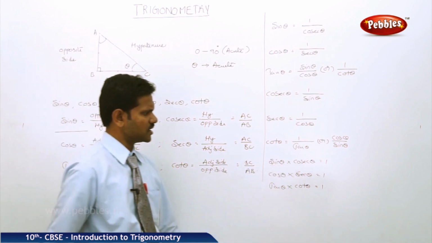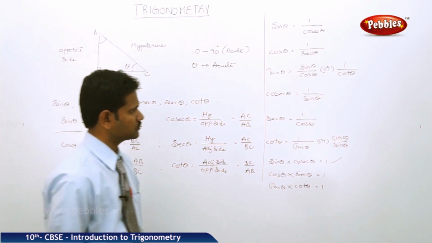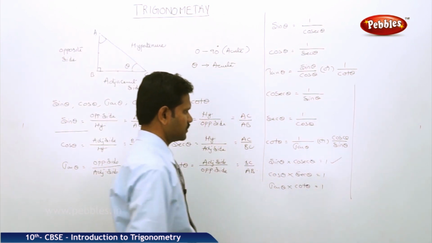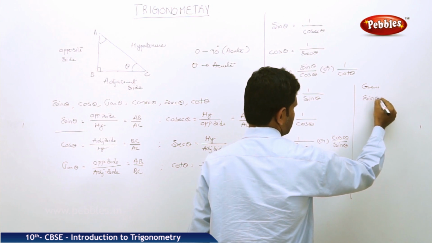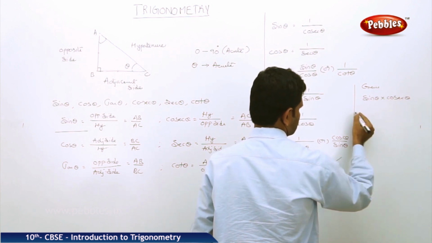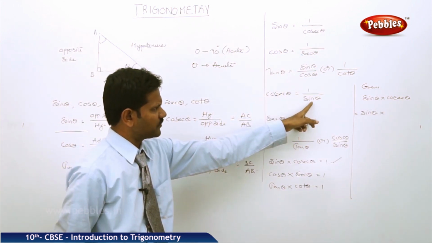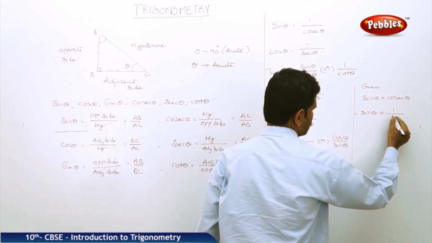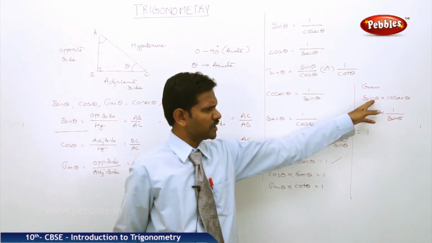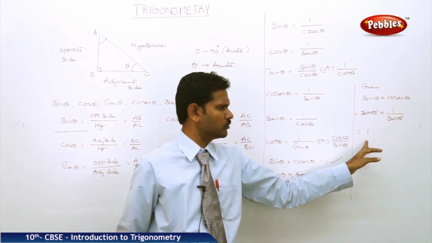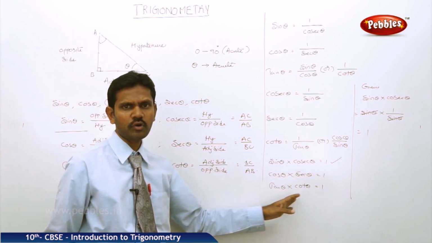Now let us see one of the identities and prove it. Given sin theta into cosec theta, that is equal to sin theta into cosec theta, which is by formula 1 by sin theta. Sin gets cancelled, leaving 1. Therefore, sin theta into cosec theta is equal to 1. Similarly, you can prove cos theta into secant theta is equal to 1 and tan theta into cot theta is equal to 1.